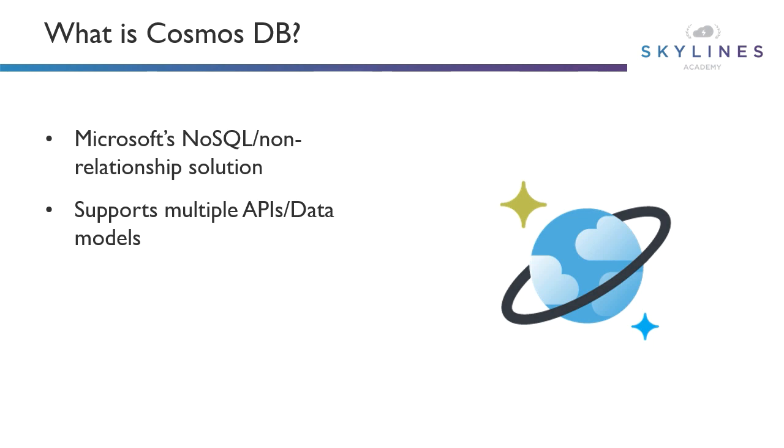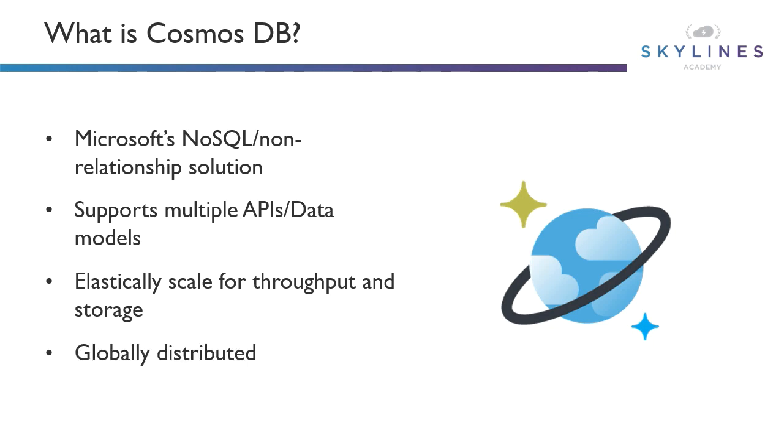You can utilize different APIs or models to connect your application to Cosmos DB, which we'll talk about in just a second. It also provides the ability to scale throughput and storage to meet the needs of your application today and as it grows over time. With Cosmos DB being globally distributed, you can have your data as close to your users as possible, even if they reside in multiple locations.